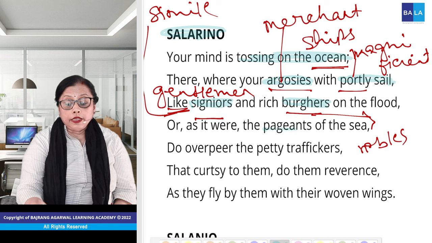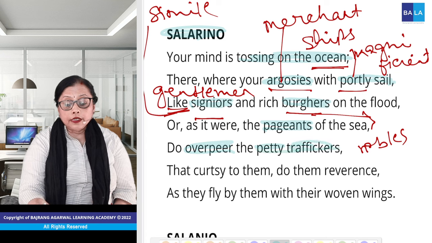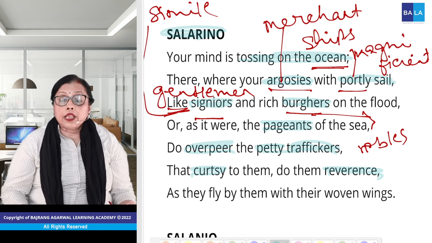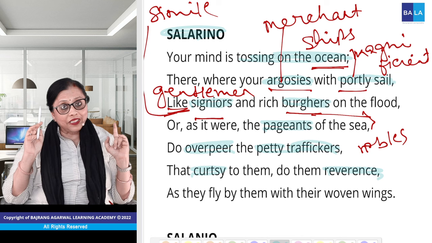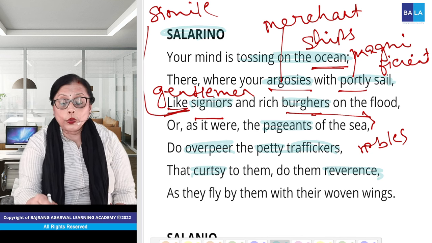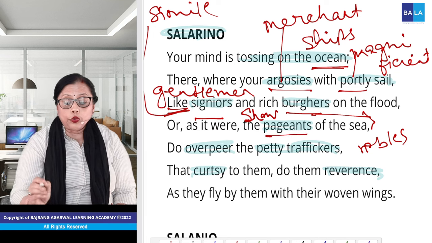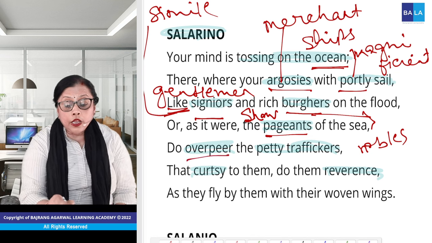Or as it were, they are the pageants of the sea, to overpeer the petty traffickers that curtsy to them and do them reverence as they fly by them with their woven wings. Pageant, the word rings a bell in your mind. Beauty pageant, show. So the word here is pageant. They are like a splendid show on the sea. And they are overpeering, meaning overshadowing, the petty. Petty means small.